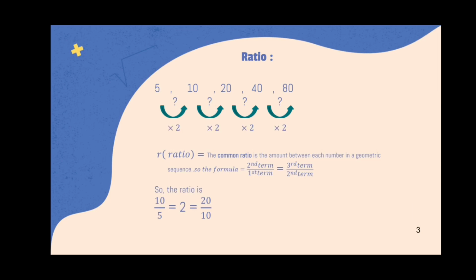And we know that 5 times 2 is equal to 10. 10 times 2 is equal to 20. 20 times 2 is equal to 40, and 40 times 2 is equal to 80.